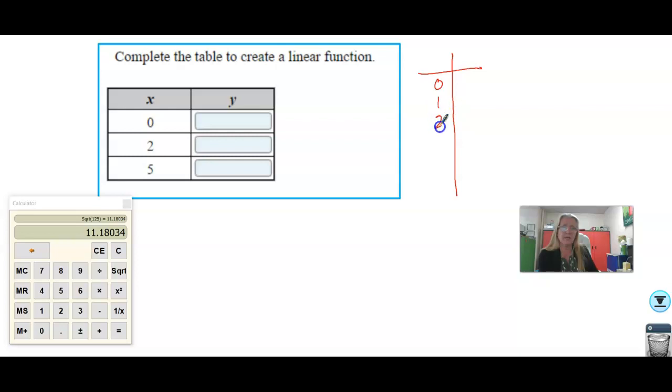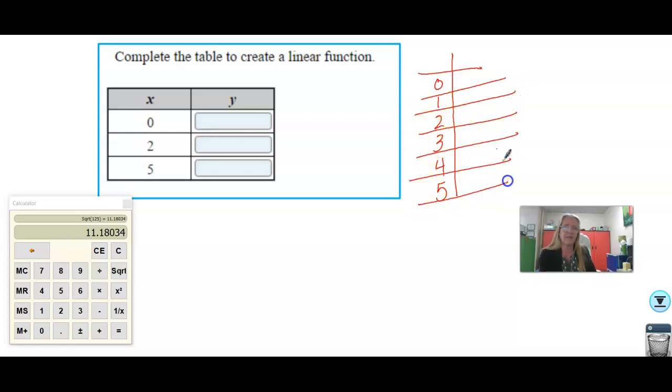0, 1, 2, 3, 4, 5. Okay, so if we want to be increasing at a constant rate, and we start at 0. So let's go, okay, we'll start here with 0 also. And we increase by 1, increase by 1, increase by 1, increase by 1, increase by 1. Okay? Now when you go to fill in this table, you fill in for the 0, you fill in for the 2, and you fill in for the 5.